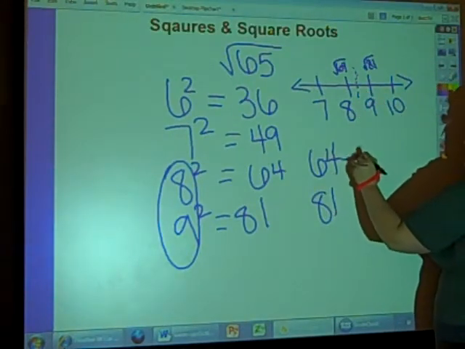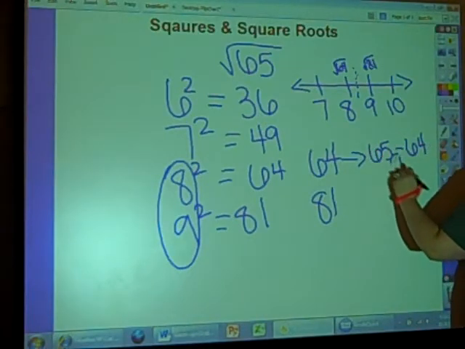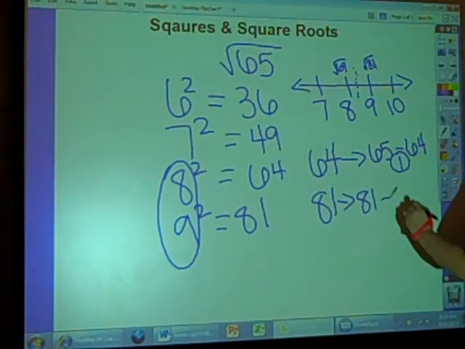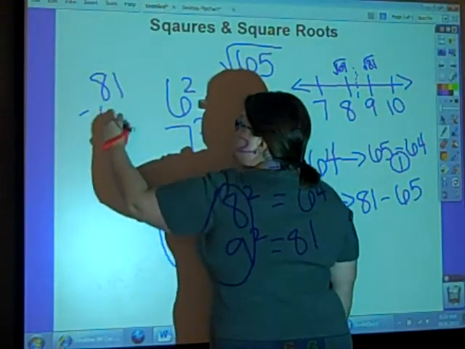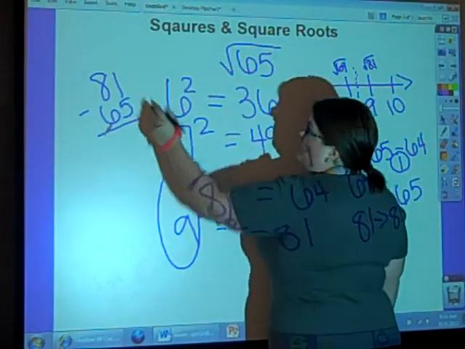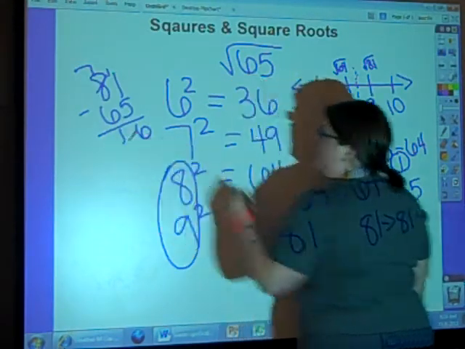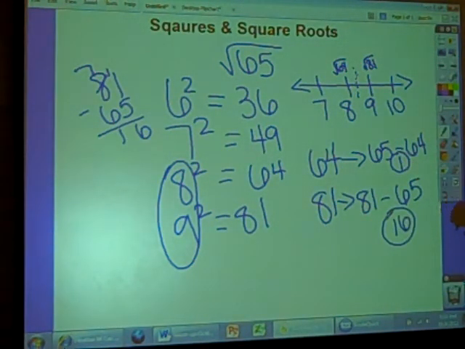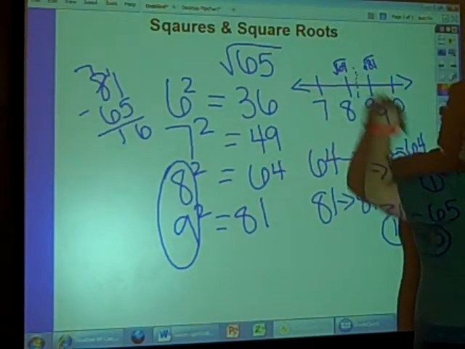So 65 is larger, so I actually need to have 65 minus 64, and that gives me a value of 1. For 81, it would be 81 minus 65. For that, I would expect y'all to show me your work off to the side. So you can have 81 minus 65. You can't subtract 5 from 1, so we need to borrow and carry. We get 6. We get 1. So that is 16 units of difference. 1 is smaller. 1 went with the 64. So it is closest to the square root of 64.